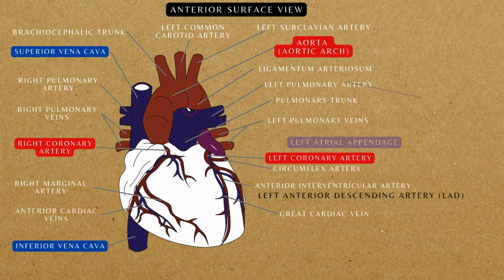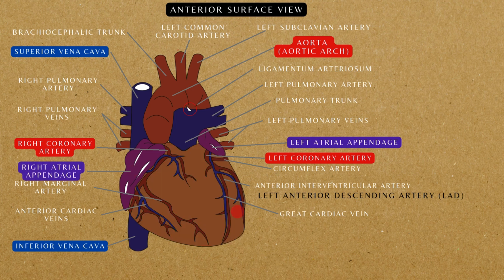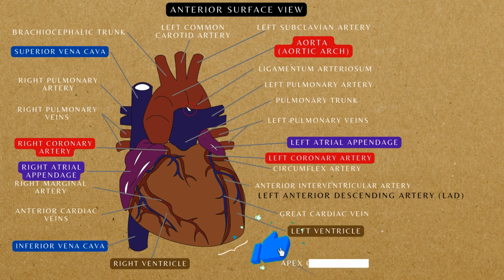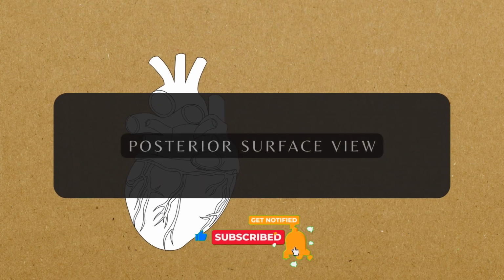This is the left atrial appendage and the right atrial appendage. These are small muscular pouches that extend from the atria. Here are the lower chambers, the right and left ventricles. The most inferior part of the heart is called the apex. Here is a posterior surface view.